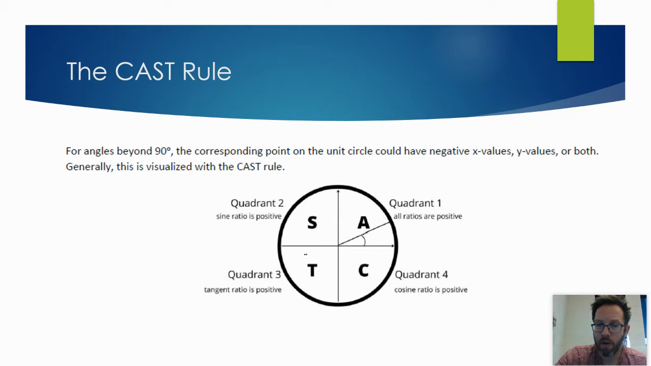In quadrant 3, where the x and y values are negative, that gives you a positive tangent. Cosine and sine are negative. And in quadrant 4, only the cosine ratio is positive. And so to summarize, CAST spells cast. We call it the CAST rule. Again, this is something you developed in your grade 11 course.